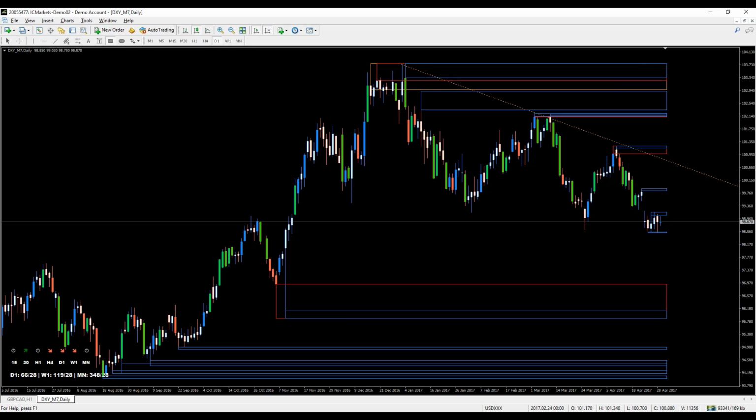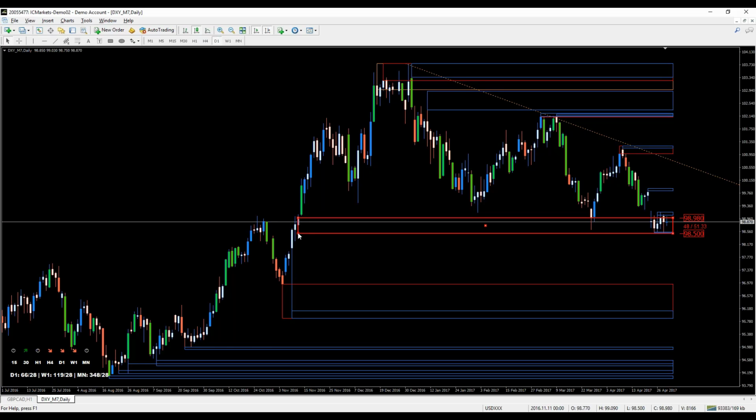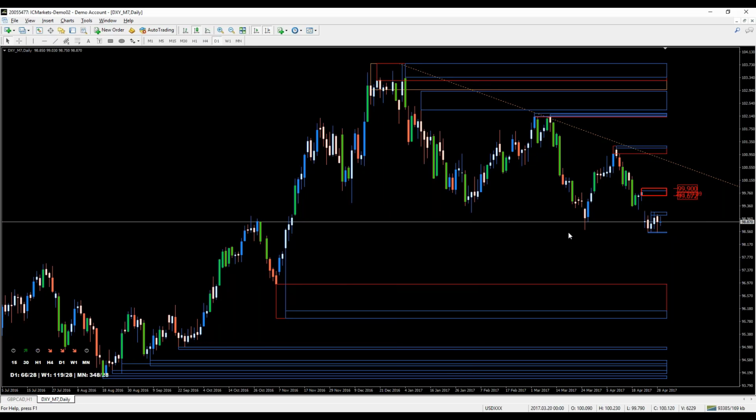If we have a quick look here, you can see that we had this down here, which was tested, and now it's gone. So you have to ask yourself which area of supply did that, I mean, broke this one here. It's this one here. So we have this one up here. We also have a gap, and gaps normally close. So ideally, we could expect the price will close the gap and then continue lower.